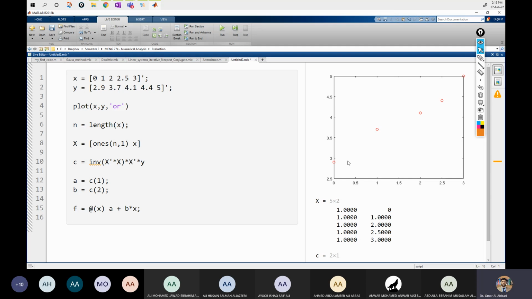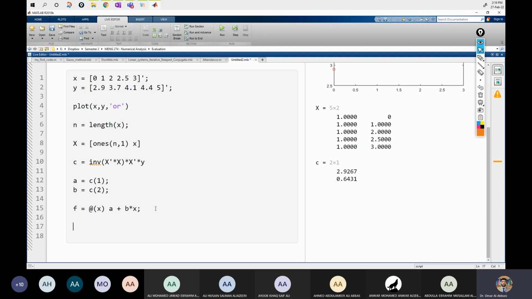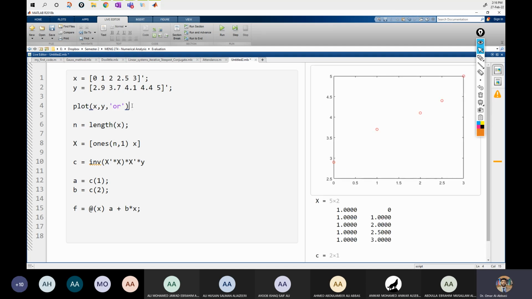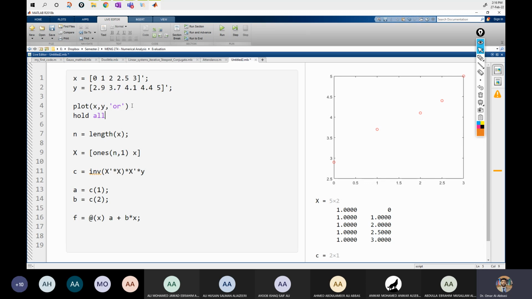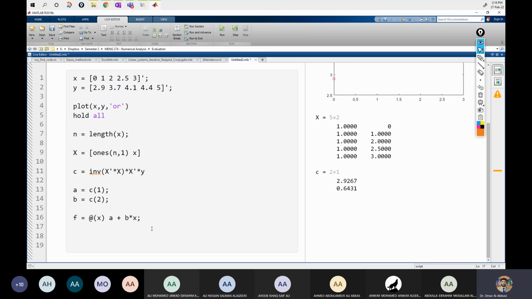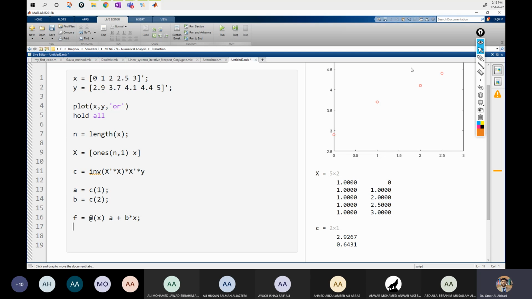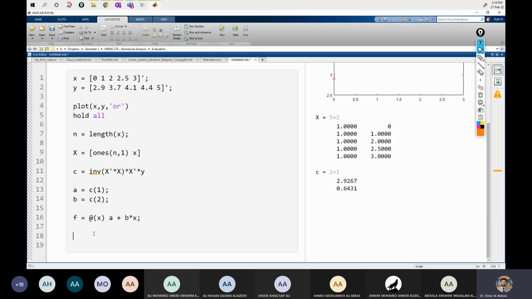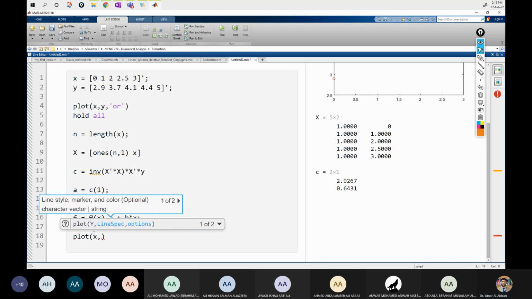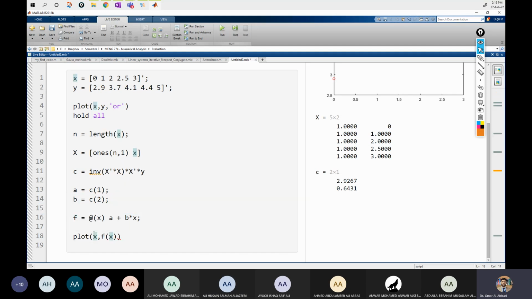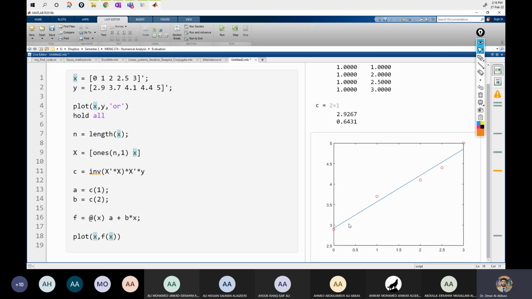What else? I want to plot the new linear relation that we have on the same graph. So what shall we do now? What shall we write over here? Hold all, okay? Hold all. Basically, any new curve will be plotted on the same figure. So now plot what? X versus what? Versus f of x, right? It's a function. Yes, this is a function. So plot that.